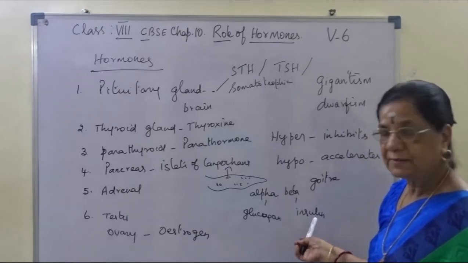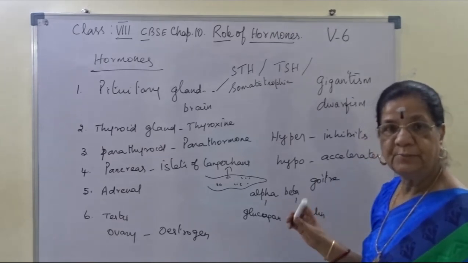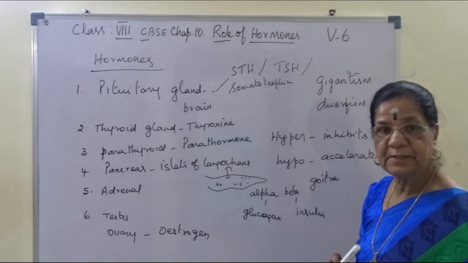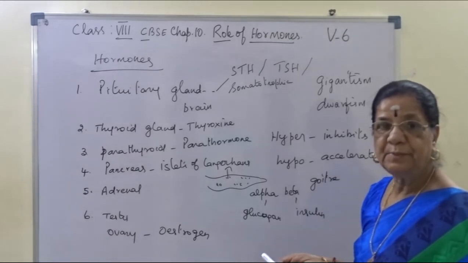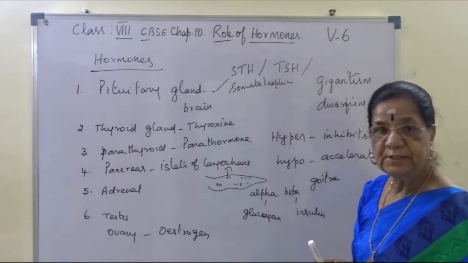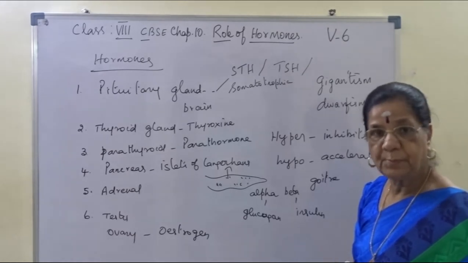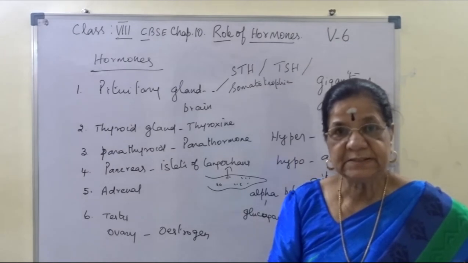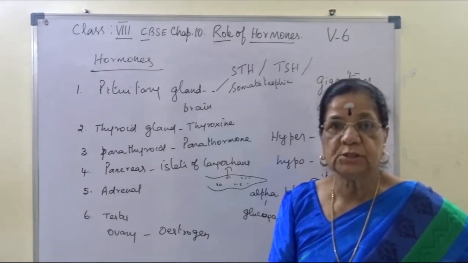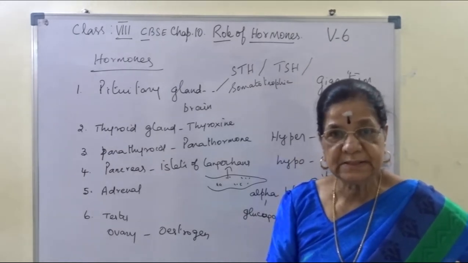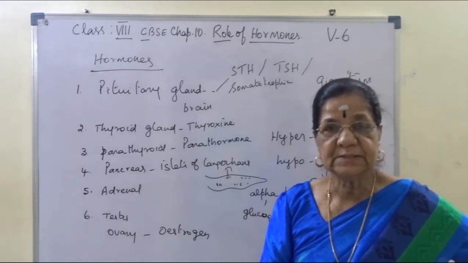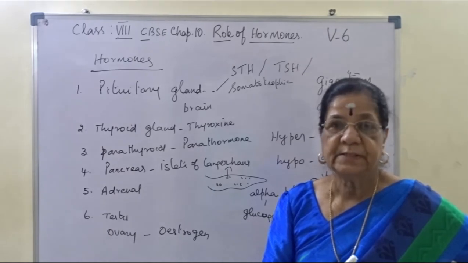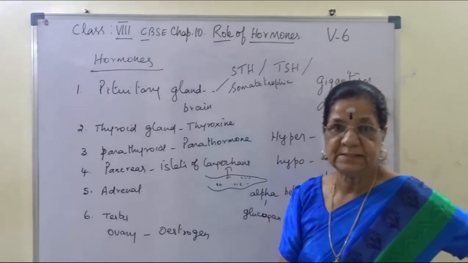Insulin maintains the blood sugar level. If insulin is not secreted properly, and a normal blood sugar level exceeds 120 for a prolonged time, then the person is said to be diabetic. Insulin secretion is not proper. I hope you understand this.